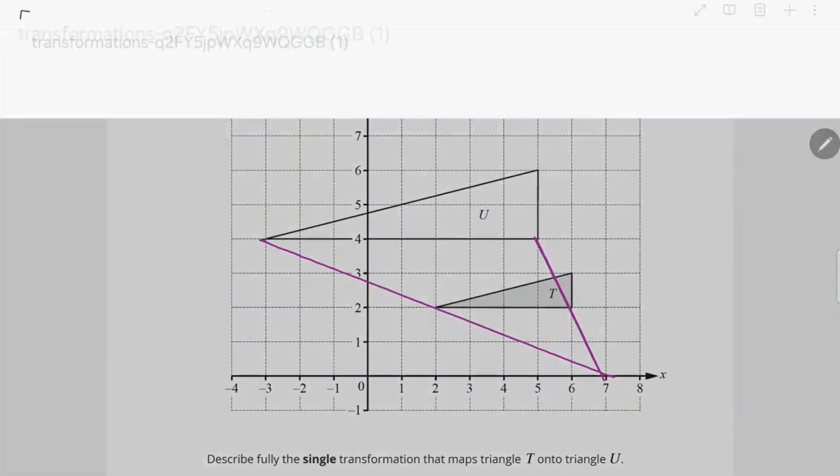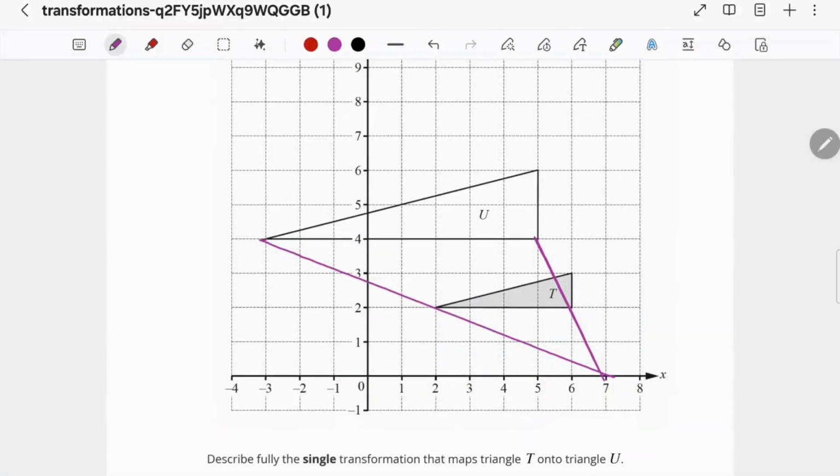Now look at that. You can see that both are intersecting at a point which has coordinates 7 and 0. So it is the center of the enlargement. So the coordinates of the center are 7 and 0.